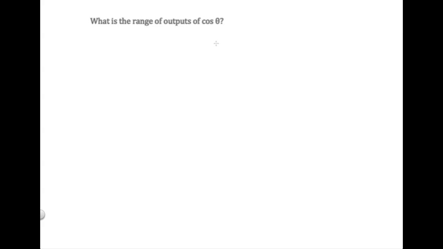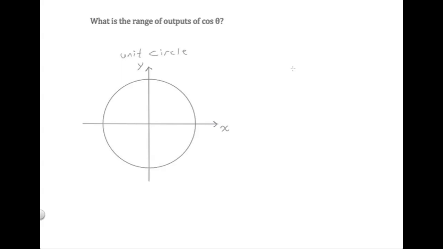All right, I hope you paused the video and gave that a shot. Now let's try to work through that together. Obviously I intend you to figure this out using a unit circle approach. Remember, cosine theta is the x-coordinate on the unit circle. So this is really asking what's the range of x-coordinates on the unit circle?